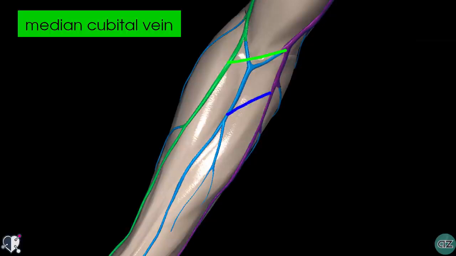These veins in the antecubital fossa are common sites for venipuncture as they're large and superficial veins and make good IV access points.